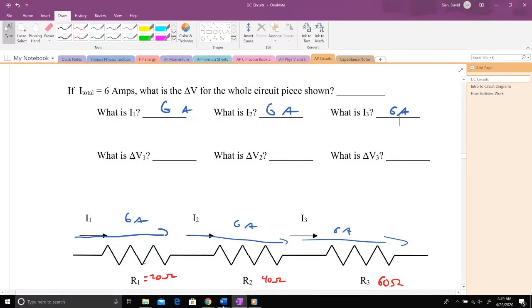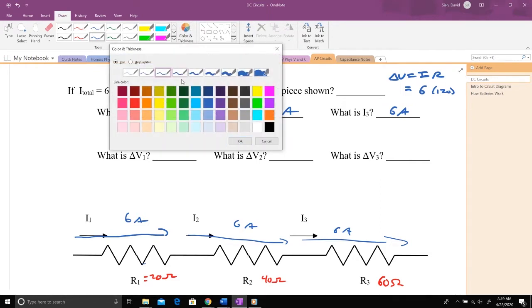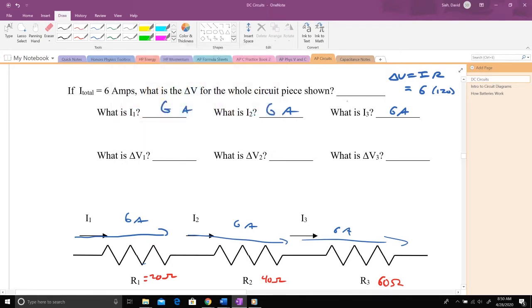So what I'm going to do is think of these 3 resistors as one region of the diagram. And in this whole region, I've got 6 amps flowing through. I want to find the delta V, so I can do delta V equals IR, Ohm's law. We're going to use Ohm's law over and over again when we do circuit problems. The whole region has 6 amps going through it and has a resistance of 120, so that whole delta V is going to be 6 times 120, which is 720 volts. That's my delta V for the whole region.